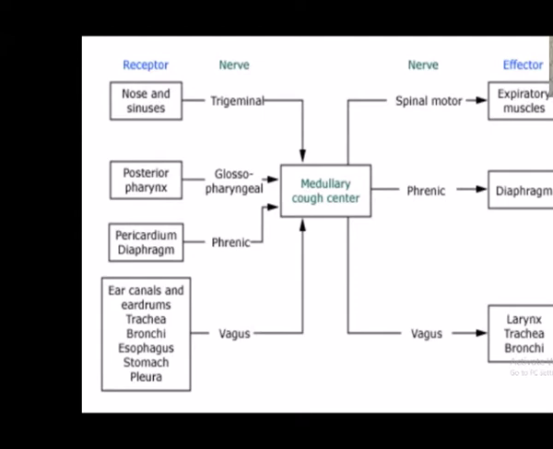And as you know, the medullary centers are not under voluntary control, so cough is an involuntary act which you cannot suppress totally. So from there, the nerves go to the spinal motor neurons for the expiratory muscles, the phrenic nerve takes it to the diaphragm, and the vagus to the larynx, trachea, and bronchi, because all these organs take part in the cough.